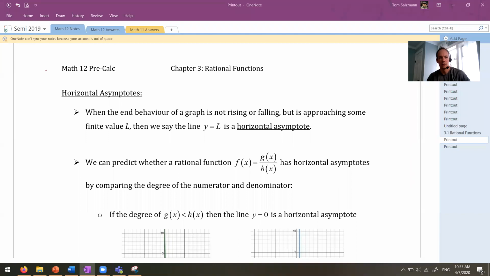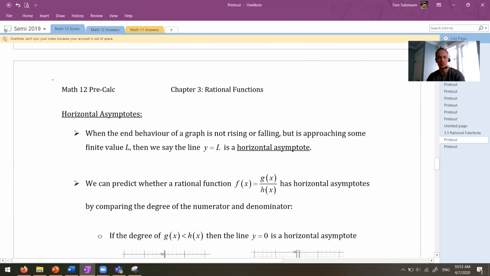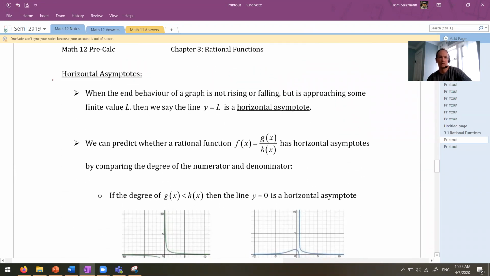Okay, welcome back for part two of lesson 3.2 on rational functions, specifically asymptotes. Let's have a look at what we need to do now. So I'm going to share my screen. Okay, so last we left off, we were looking at vertical asymptotes and holes. Now we're going to look at horizontal asymptotes.